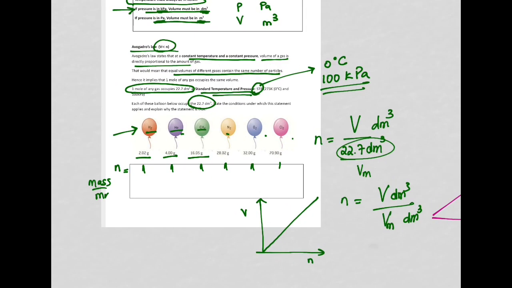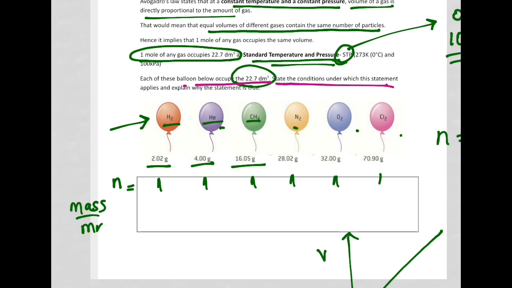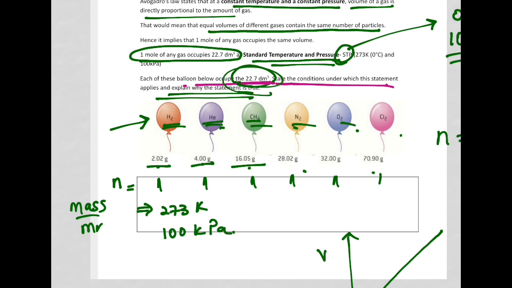Okay? So if we look at this question, it says each of these balloons occupy 22.7 dm cube. State the conditions at which this statement is true. So molar volume is 22.7, therefore the conditions are 273 Kelvin and 100 kilopascal. And why is this statement true? Because each of these balloons contain 1 mole of gas. So for all of them, 1 mole of gas is present in that volume.